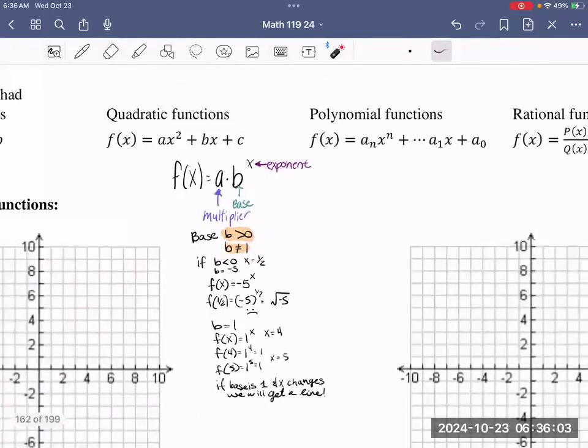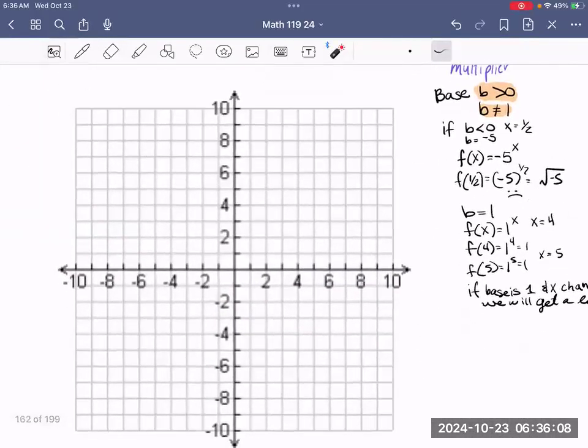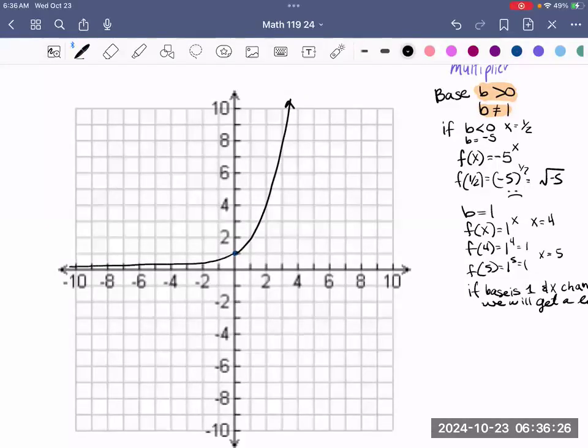Now let's take a look at your exponential functions in a graphical form. So let's just take a very regular exponential. I'm just going to graph a regular exponential up here. Here we go. So exponential functions have this type of graph. We'll just label what it is. This is just b^x. Now, can you pick out some special features?